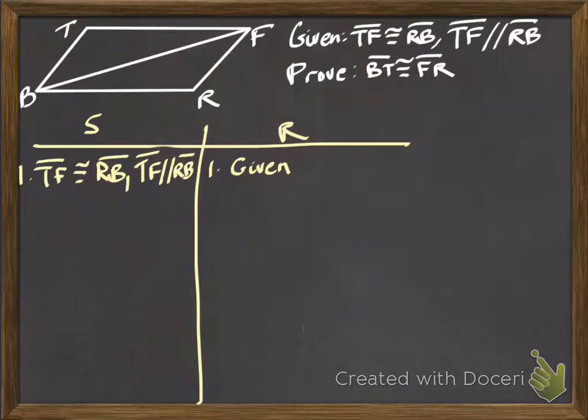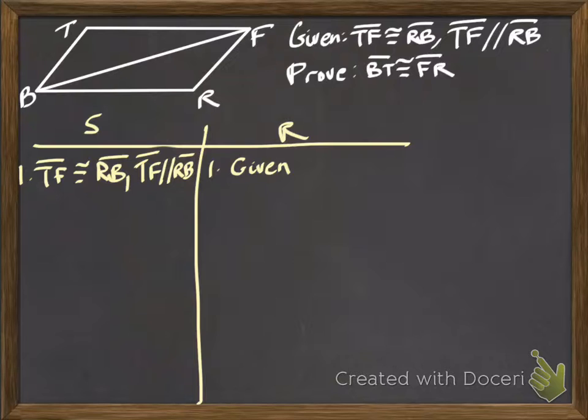One way you can tell that CPCTC is going to appear in this problem is that our proof statement is not a triangle, but rather parts of triangles, BT and FR. So I've started the proof a little bit just to save time. The given information is always the first thing, so I went ahead and put it there.